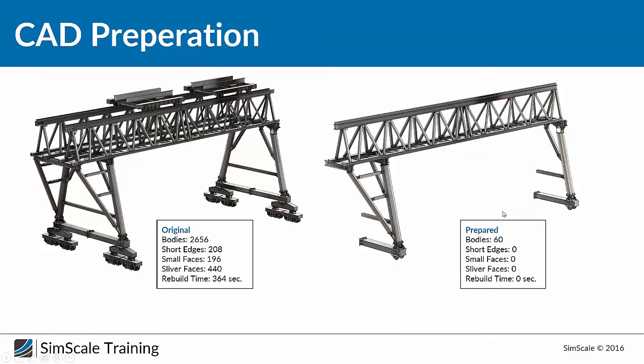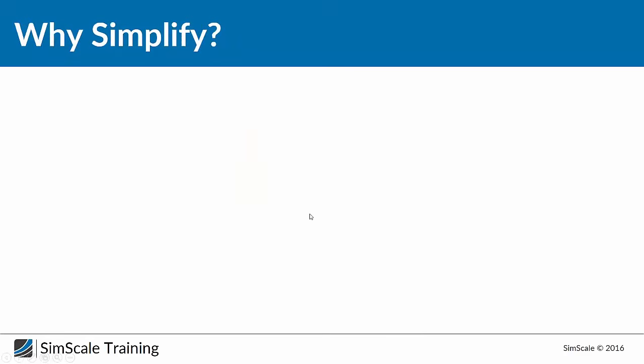And in the end, what we want to achieve is a much reduced model, which has a good model quality, so we don't want to deal with short edges, small faces, etc., and which is simplified as much as possible. Let's quickly go through the most important steps of CAD preparation, just to make sure you all know about it, and also because it's really important. With a good CAD model, you can save most of the time for mesh generation.